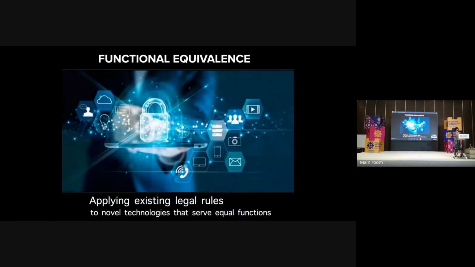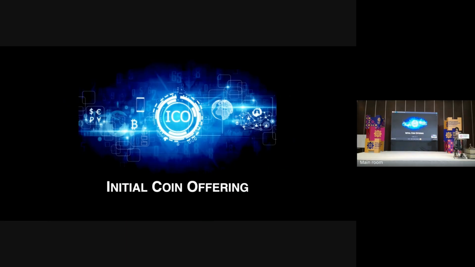So basically, functional equivalence is about applying existing legal rules to new technology that was not covered at the time of writing, but that serves an equal function. There are many examples in the blockchain space because, just like the internet created a necessity for recognizing functional equivalence, the blockchain also introduced many new technologies that were not thought of at the time of writing the law, and yet that serve somewhat similar purposes.